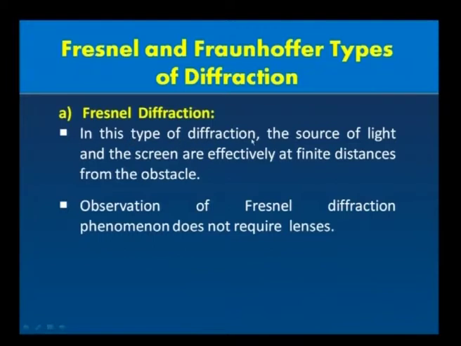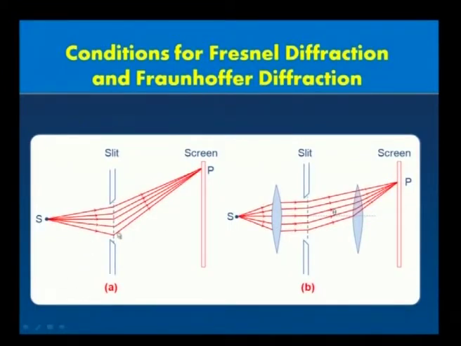In this type of diffraction, the source of light and the screen are effectively at finite distances. This is a very important point: at finite distances from the obstacle. What is an obstacle? You may have a slit or an aperture here. It may be a straight edge. Straight edge means you can take this as a straight edge. Light is passing by it.